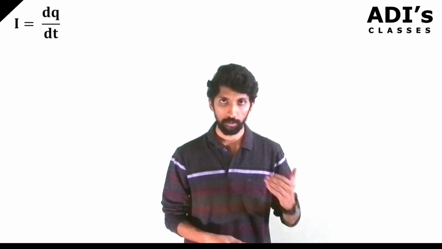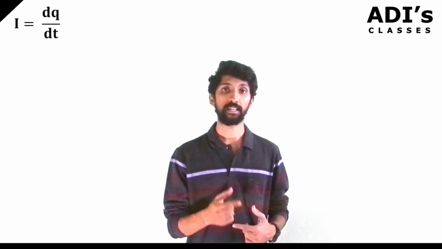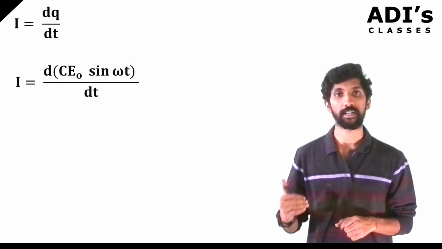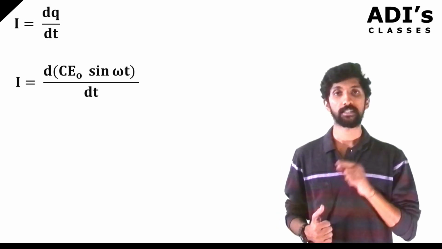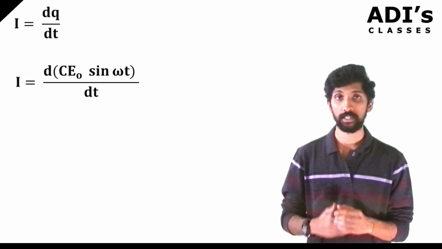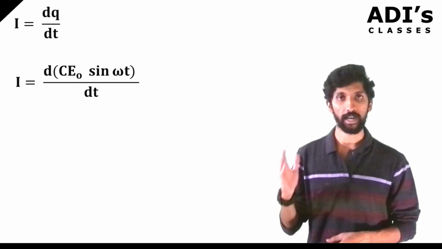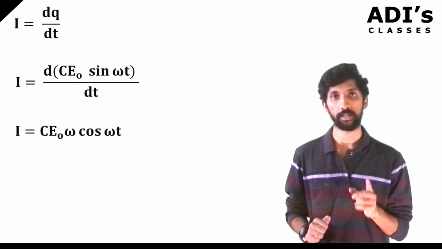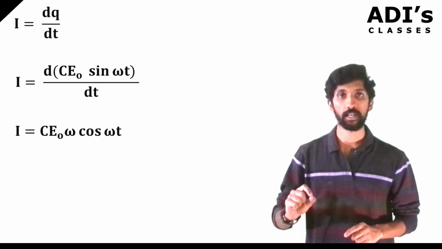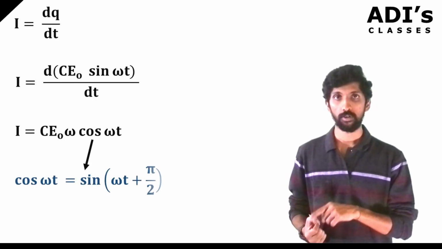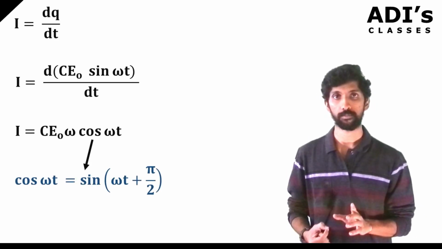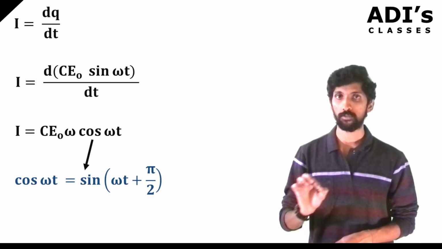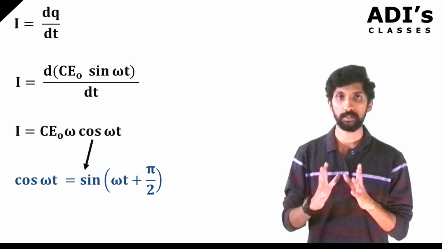So we have dq/dt = d/dt of (CE₀ sin ωt). So basically you have to differentiate this. So you'll have I = CE₀ω cos ωt. Now cos ωt can also be written as sin(ωt + π/2). Go back to trigonometry, you'll understand. So you'll have cos ωt as sin(ωt + π/2).